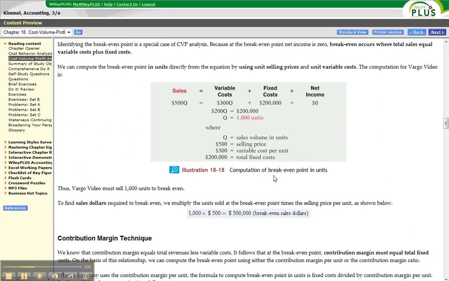And remember, if you're going to use this mathematical equation, you've got to use per unit sales and variable cost amounts and multiply it by some unknown variable, which is the number of units you're expecting to sell or needing to sell. All right, you can't put total dollar amounts in here and expect to get anything valid out of this equation.